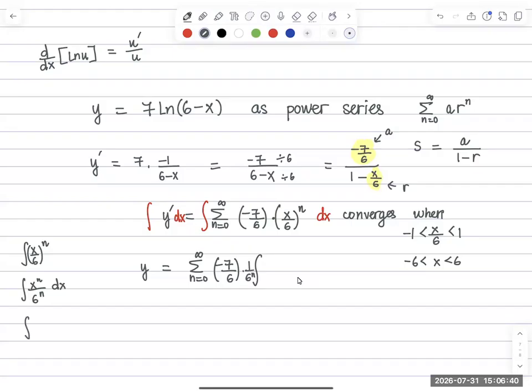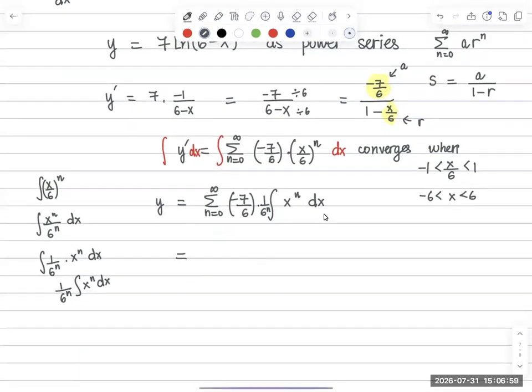So this is 1 over 6 to the power n times the integral of x to the n dx. They are the same thing. And then I'm going to take the integral of x to the power n dx.